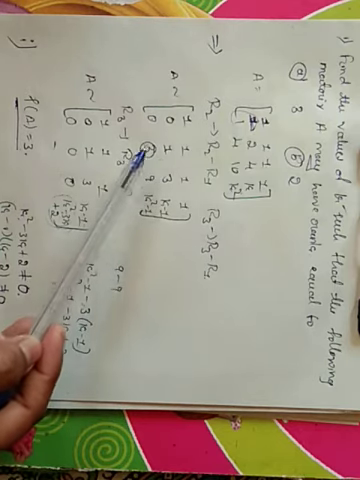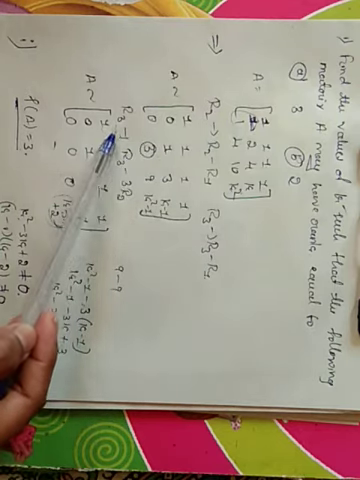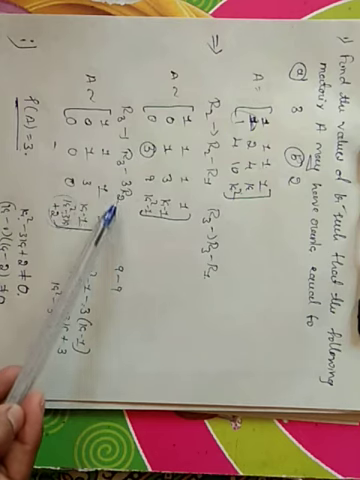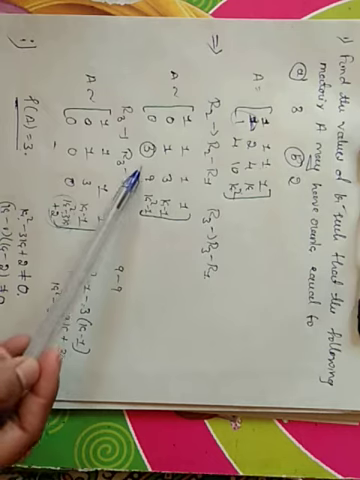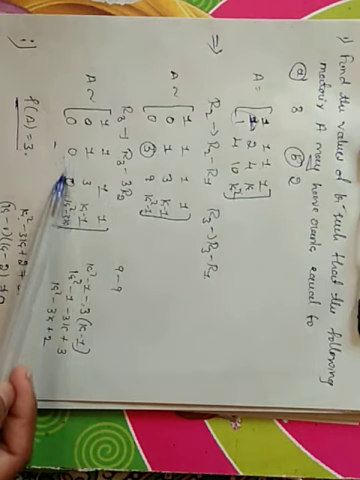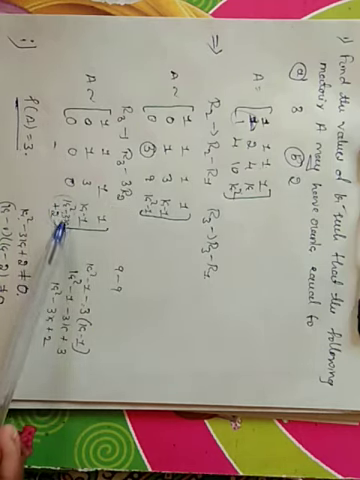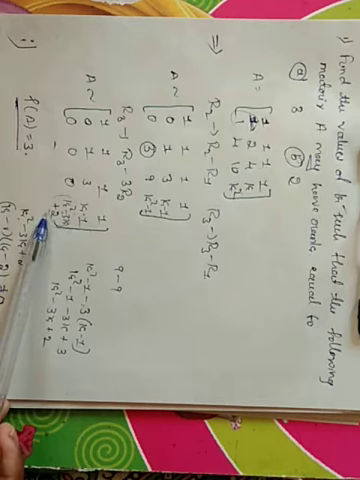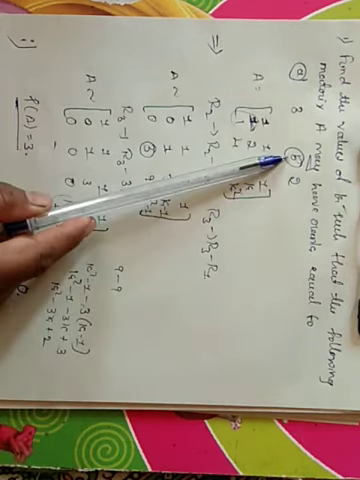Now using this element, make the element below it 0. Now R3 tends to R3 minus 3 into R2 is our transformation. Using this transformation, we get the third row 0 0 0 k square minus 3k plus 2. Here we have made two parts for the rank, that is 3 and 2.